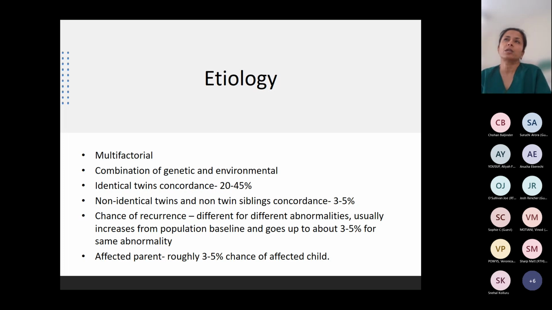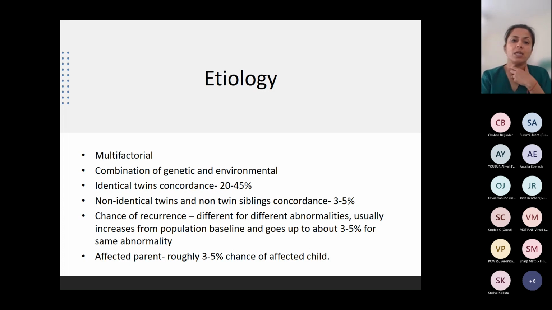This specifically applies for cardiac abnormalities. So if some woman comes to you and says, I was born with a hole in the heart, then you can say that this is the increase in chance for your child being affected.